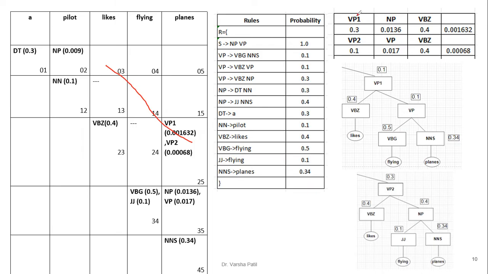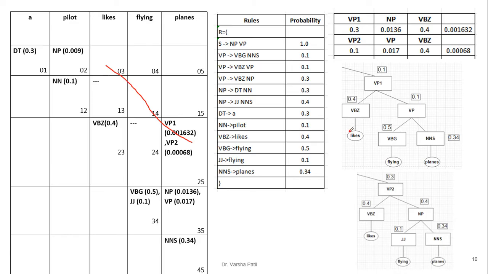So here we are forming the VP1 and VP2 phrases, which are nothing but NP VBZ and VP VBZ, because previously our NP and VP got formed and now they are combining with the VBZ. So when NP combines with the VBZ, we are getting one verb phrase, and when the VP and VBZ combine, we are getting the second verb phrase. So in this way, see, this is created, that is flying planes.